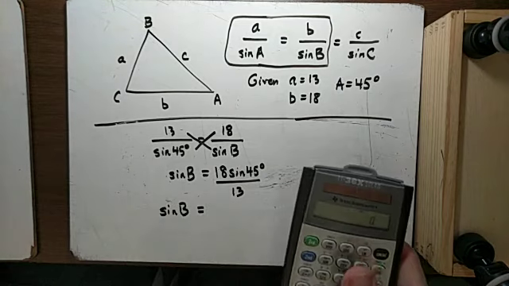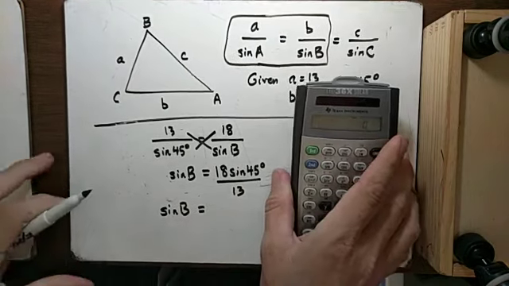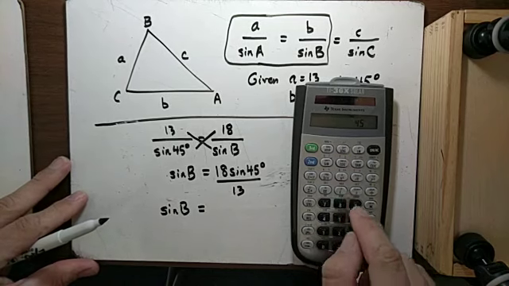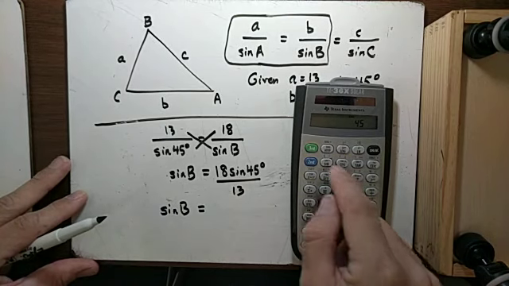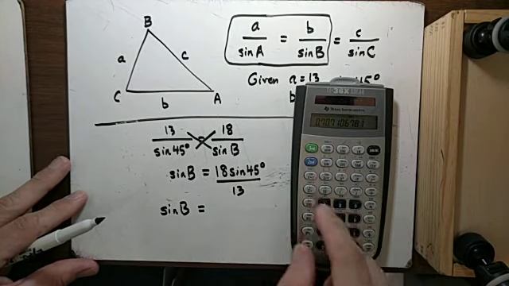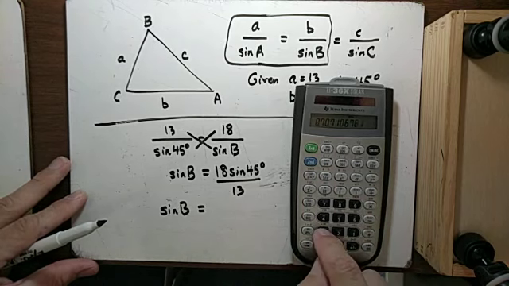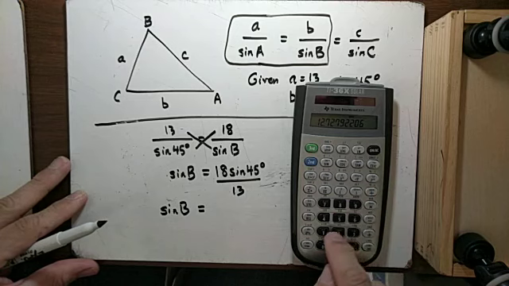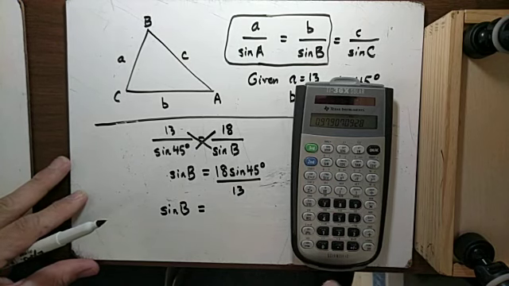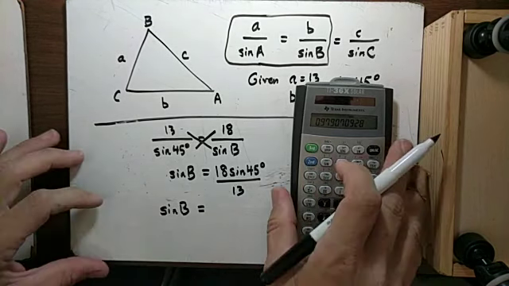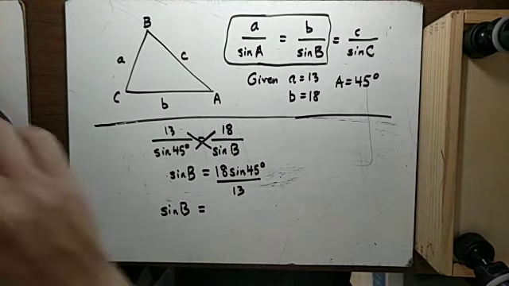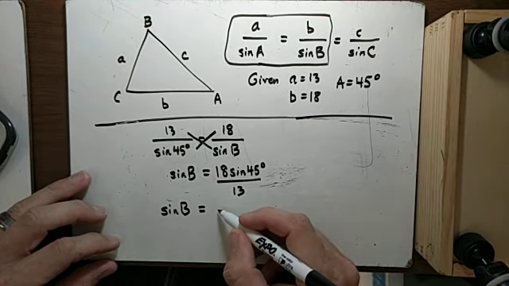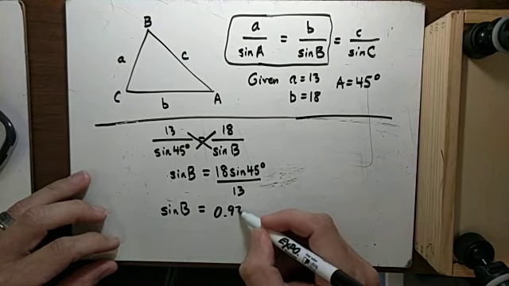So back to the calculator. We're going to do the sine of 45 degrees, which, again, we know, but there's the decimal for it. We're going to multiply by 18, okay, and then we're going to divide that by 13. Okay, so we get a number that's less than 1, which means we have at least one solution, okay? And I'll write this out.